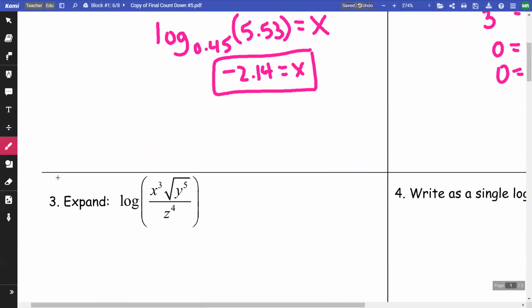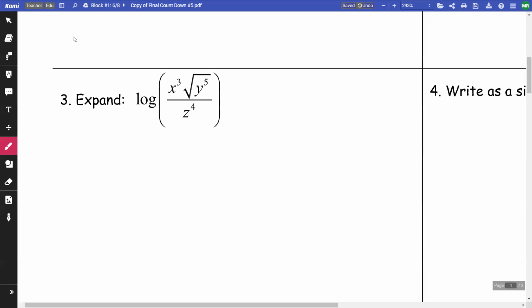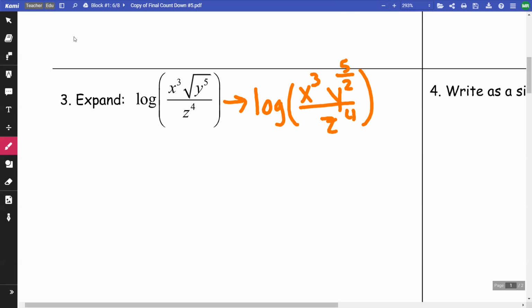Okay, on number 3, we're going to expand this. So real quick, I'm just going to rewrite this as log of x to the 3rd over the square root of y to the 5th. Your numerator is your power, your denominator is your root. Okay, so now I'm going to write it in expanded form.